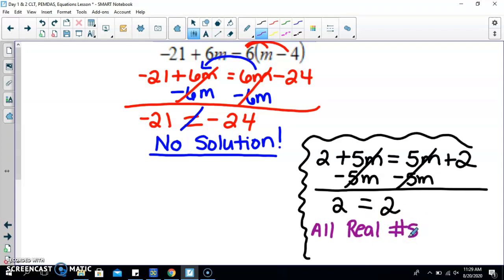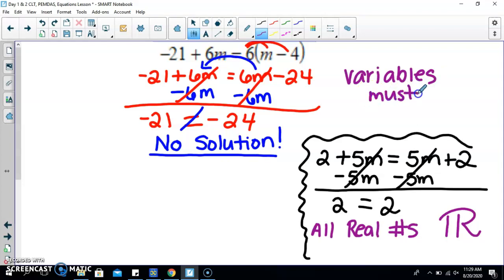A symbol that you can put to abbreviate that would be the R with 2 lines. So the only time you'll get all real numbers is if you have a true statement. No solution, false statement. All real numbers, true statement. And again, in both examples, the variables must cancel. So if we still have a variable, we still have to finish solving. The only time we will have either of these is if the variables cancel out.